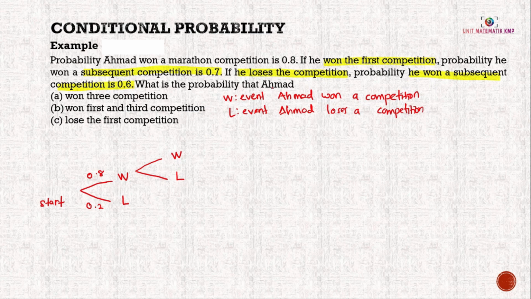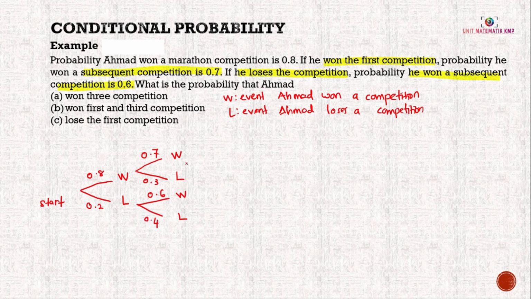So dekat soalan tu dia kata, if he won the first competition, the probability he won a subsequent competition is 0.7. So dia dah menang sekali, dan menang yang seterusnya adalah 0.7. So L adalah 0.3. So kita ambil 1 tolak 0.7, dapatlah branch ni. Okay, dan seterusnya kalau dia lose on the first one, dia sama ada akan win or lose juga. So kita baca balik ayat dia. If he lose the competition, probability he won a subsequent competition is 0.6. So bila dia kalah and dia menang, probability dia menang adalah 0.6. Jadi lose dia adalah 0.4.